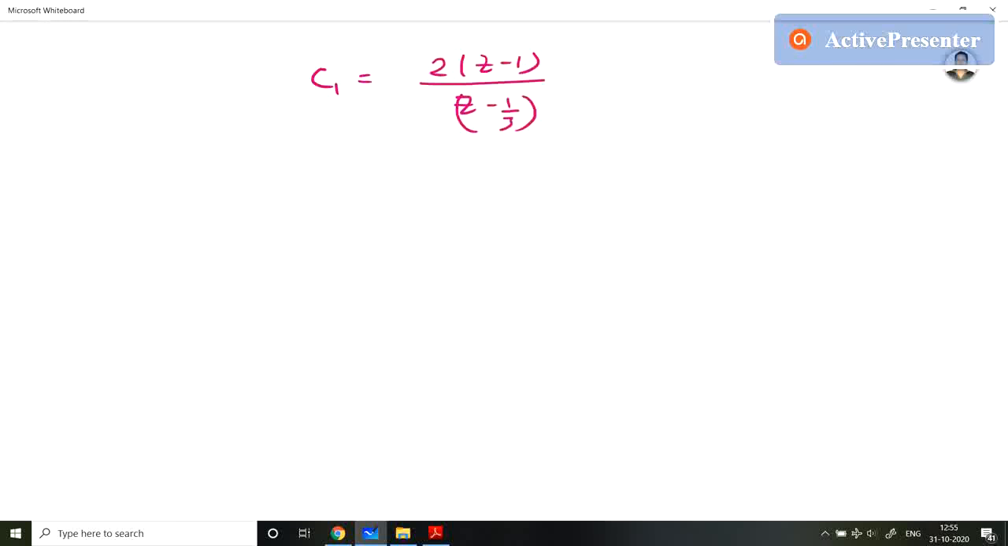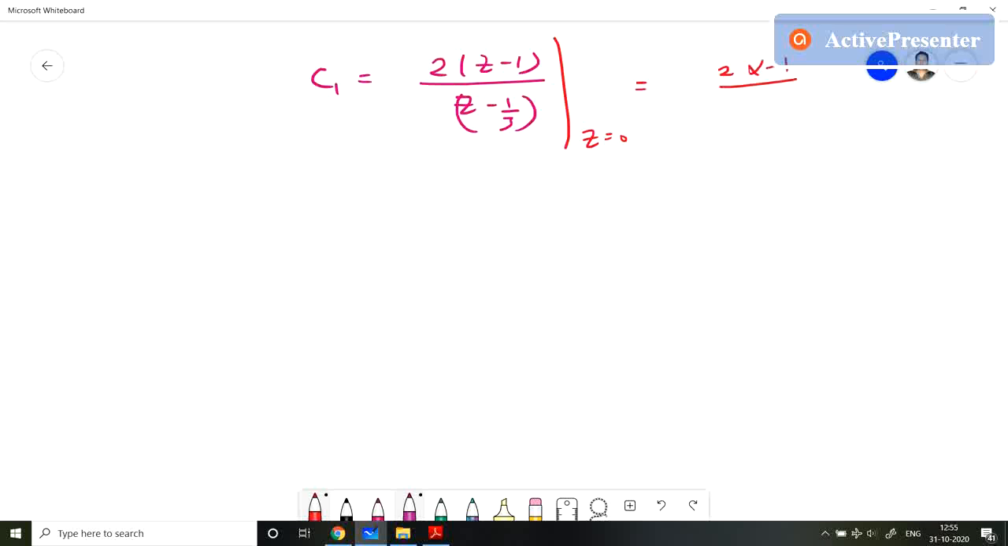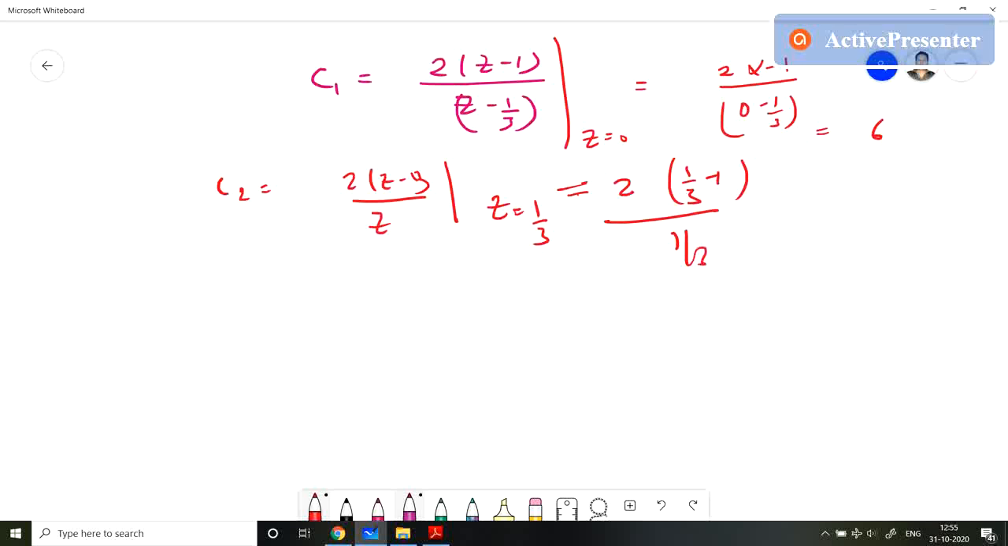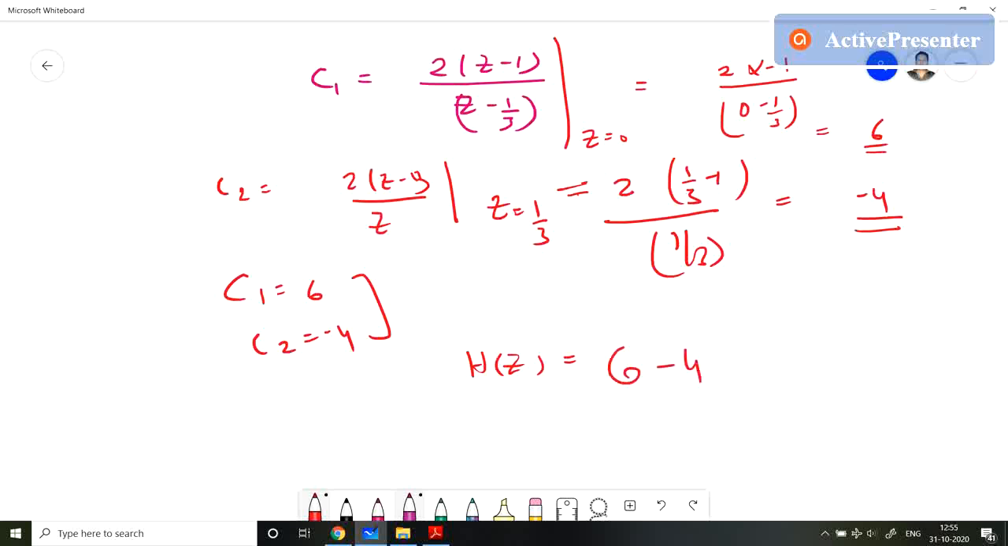Now we can solve this and find the value of C1. C1 is (2z minus 1) divided by (z minus 1 by 3) at z equals 0, which is 2 into minus 1 divided by 0 minus 1 by 3, and that is equal to 6. C2 is (2z minus 1) divided by z at z equals 1 by 3, which is 2 times 1 by 3 minus 1 divided by 1 by 3, and that is equal to minus 4. So C1 is equal to 6 and C2 is equal to minus 4. So S(z) is written as 6 minus 4z divided by z minus 1 by 3, and the ROC is modulus z greater than 1 by 3.